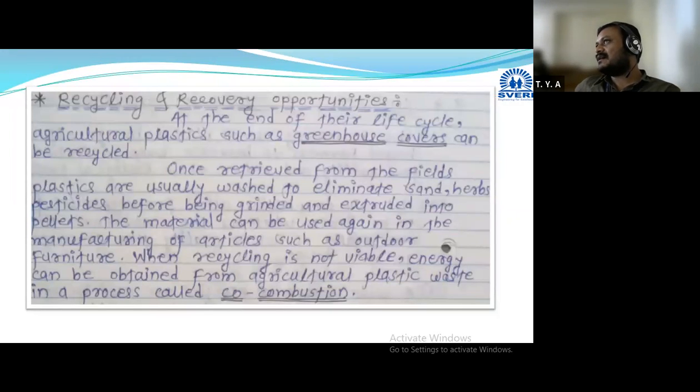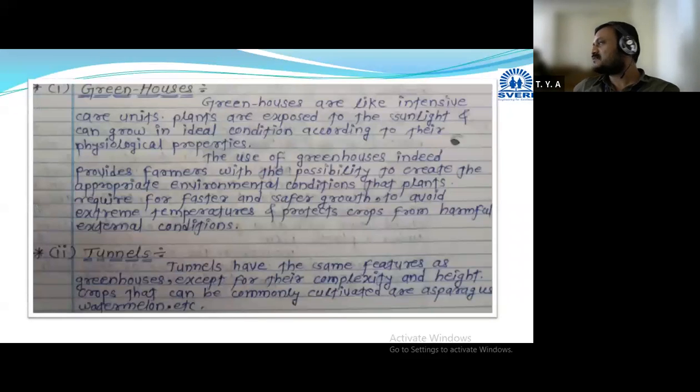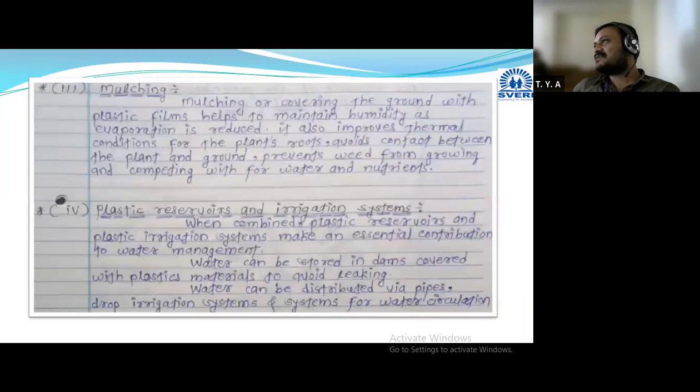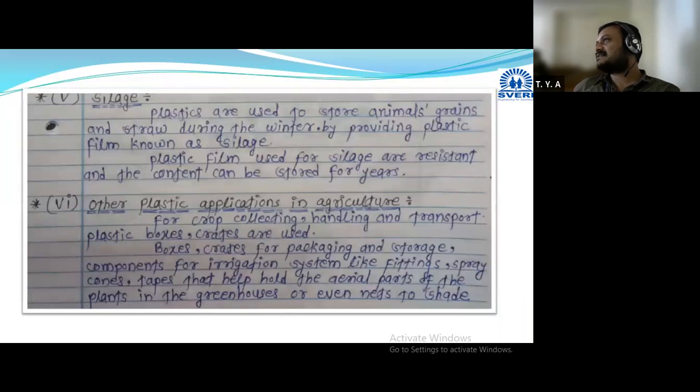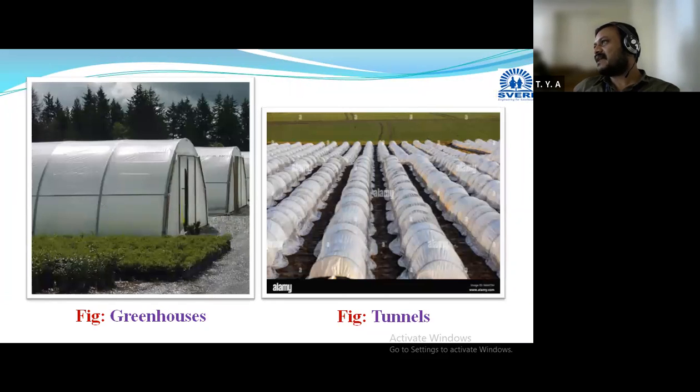Then we can do the recycling of the plastic material. And if recycling is not possible, we can do some recovery from that material in the form of some energy. So due to these main features, we are using them in the agricultural sector for various applications. And in that we have seen the greenhouses, tunnels, then your mulching sheets or mulching papers, then plastic reservoirs, different irrigation systems, then silage film. So these are the diagrams.